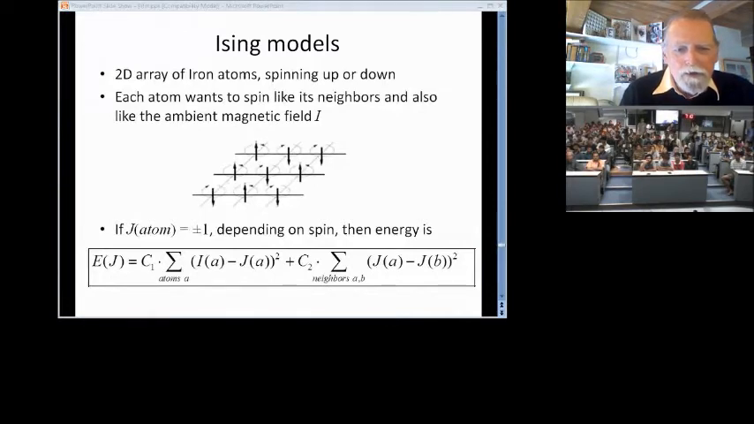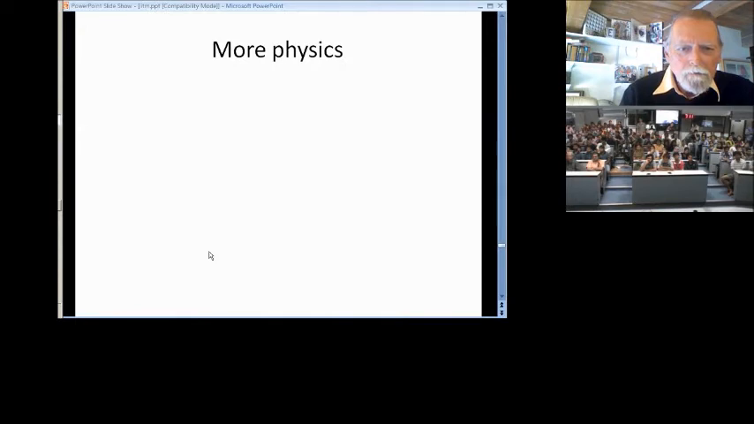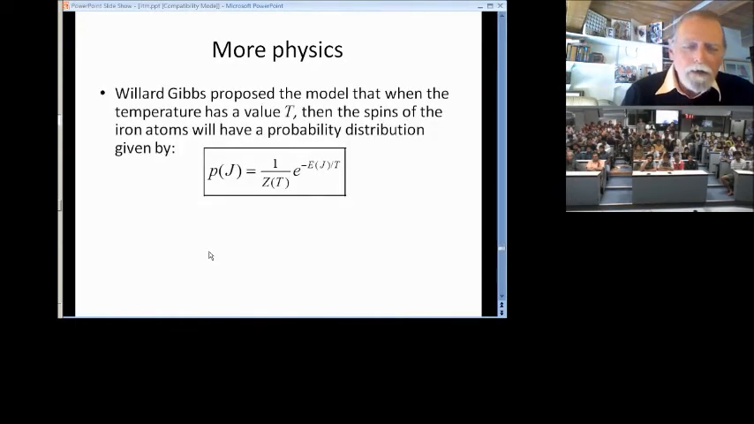Anyway, this is the energy. So J is a configuration of the atoms. For each atom, it's either plus or minus one, up or down. And then the energy says that the J's want to agree for neighbors, and they also try to align themselves with an external field, which is some real value, which can be positive or negative. So they try to align themselves. All right, that's physics.